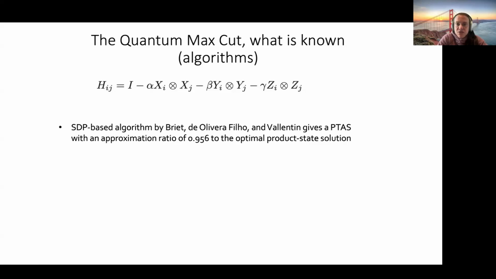So what is known for quantum max cut in terms of algorithms? There's an SDP-based algorithm by Briët, Oliveira Filho and Vallentin that gives a polynomial time approximation scheme that approximates by 0.956 to the optimal product state solution. Remember, now we have an extra challenge. When we're asking of finding maximum eigenvectors and eigenvalues of local Hamiltonians, we need a succinct way, an ansatz, to represent even our solutions. So we can't just output the best arbitrary quantum state, because this could potentially have an exponentially large description. So if we restrict to product states, it's only going to be an approximation. So the optimum over product states is only going to be an approximation at best of the optimum over all states. But what they do is they give a 0.956 approximation to the optimal product state solution.